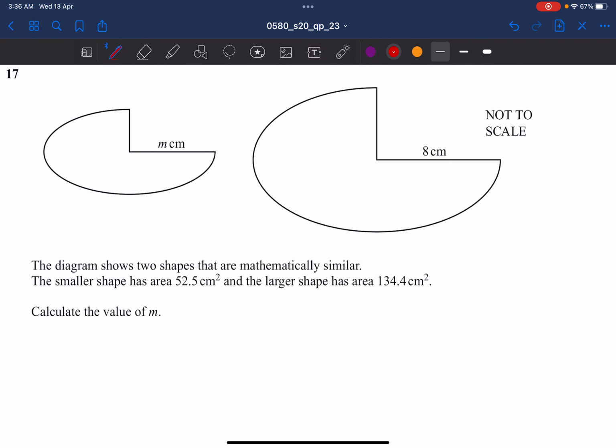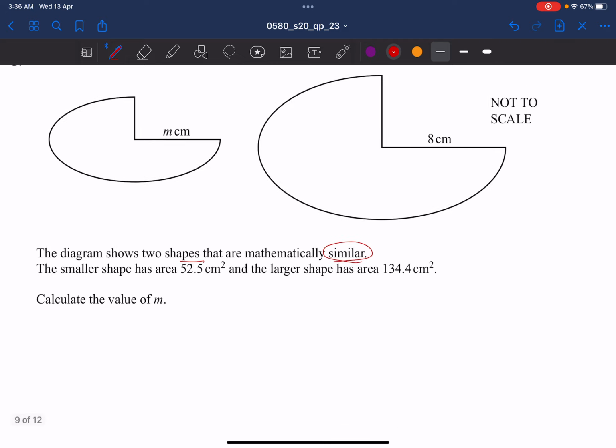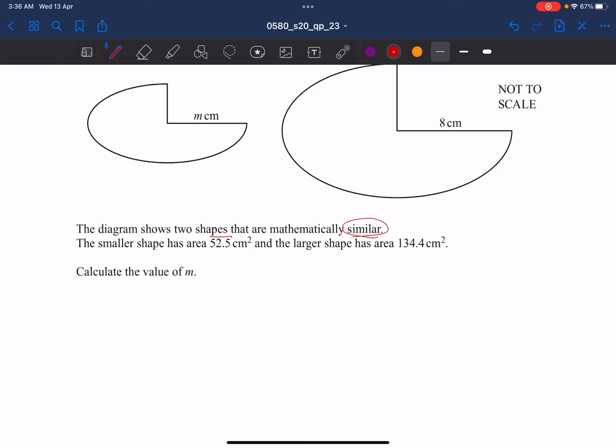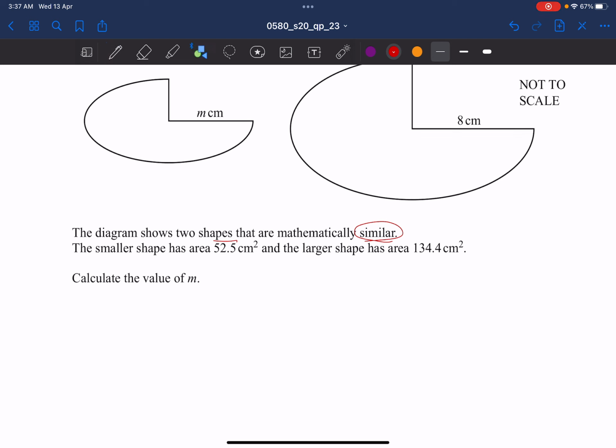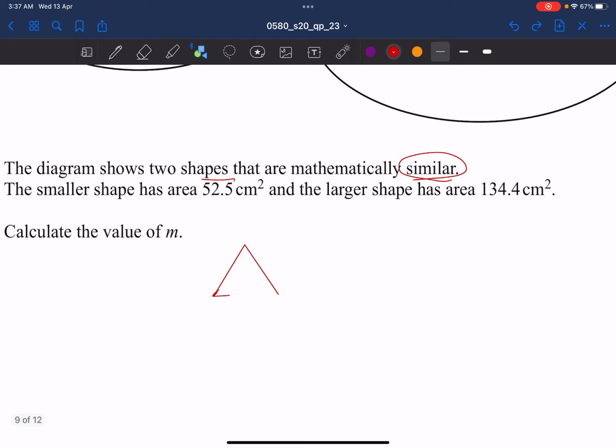Question 17: the diagram shows shapes that are mathematically similar. Okay, similar shapes, right? For this question, we need to understand the relationship between the scale factor of side and the scale factor of area. So for example, for any shape, let's look at a triangle, right?